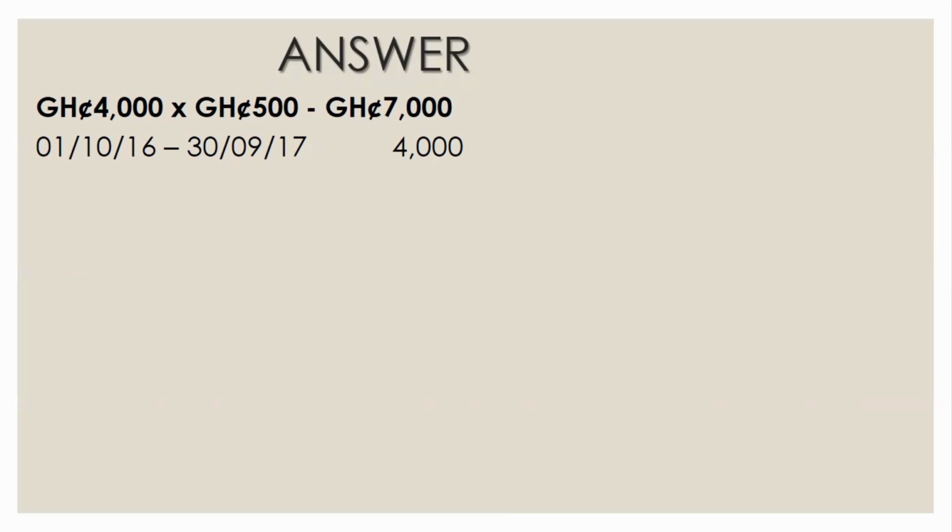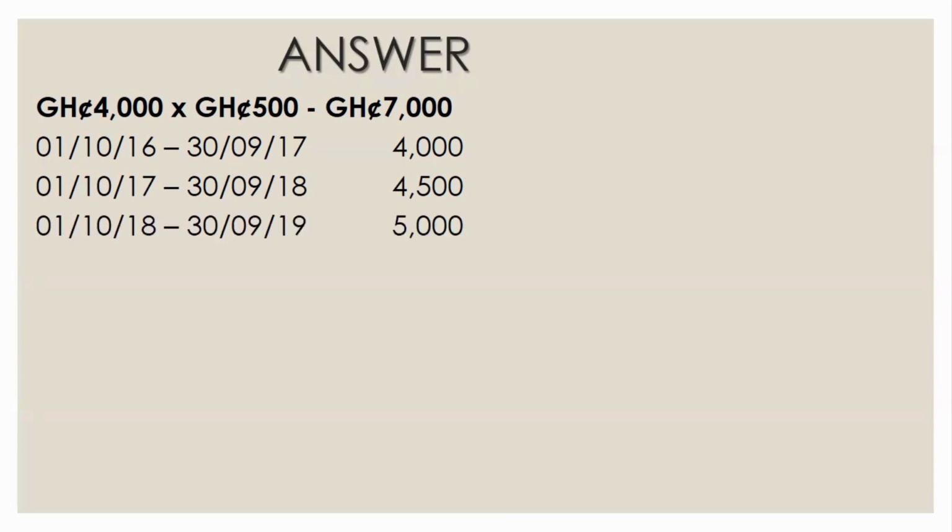So bear in mind, the next period is to increase by how much? 500. So the next period is going to be 1st October 2017 to 30th September 2018. And the annual salary is going to be 4,500. Next period, 1st October 2018 and ending on 30th September 2019, and the amount is going to be what? 5,000. Then the next period will be 1st October 2019 to 30th September 2020, and the amount will be what? 5,500.